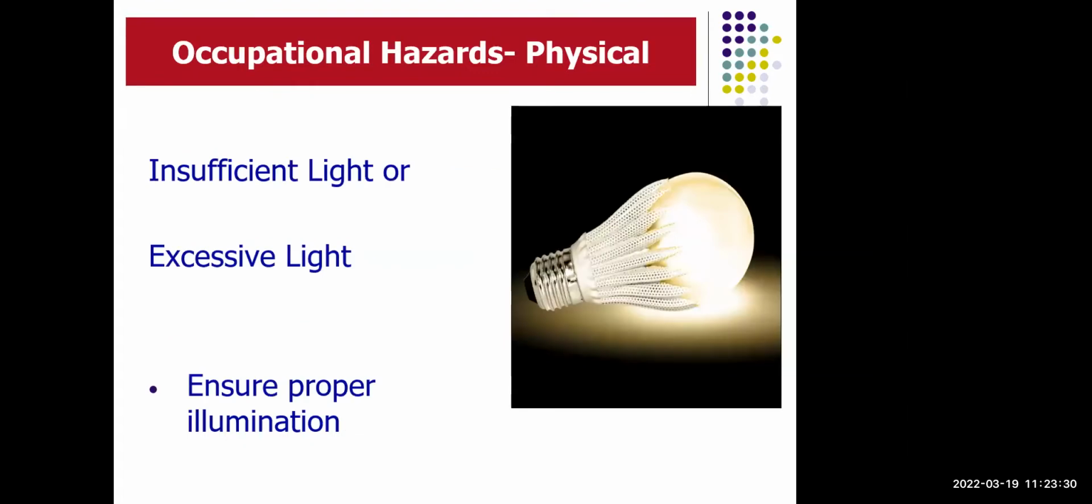Now, light. Illumination is very important. Insufficient light will cause problems, and excessive light will also cause problems. Both will cause a lot of eye strain and headaches. It may cause accidents also. So ensure proper illumination. There are illumination guidelines available in the National Building Code, in the Factory Acts, and in the relevant acts.